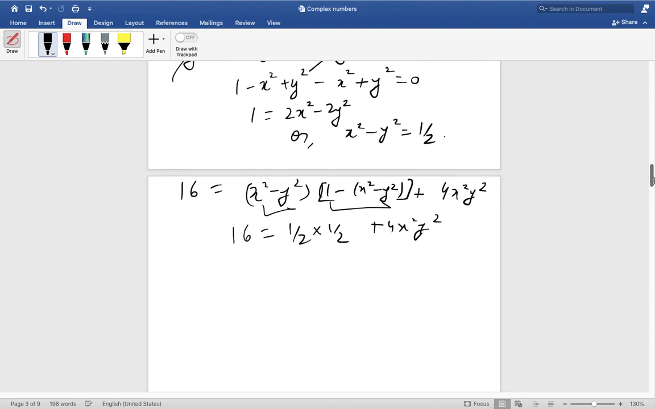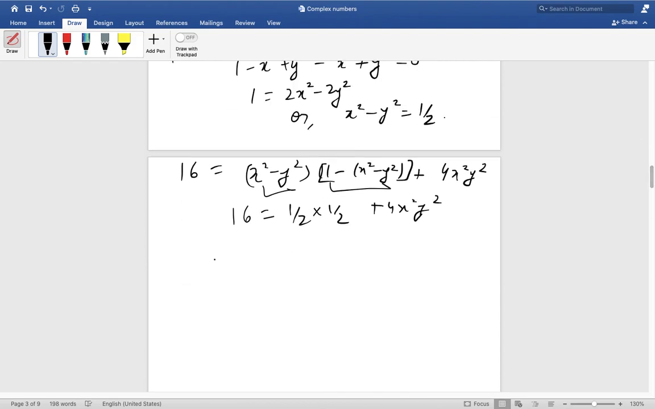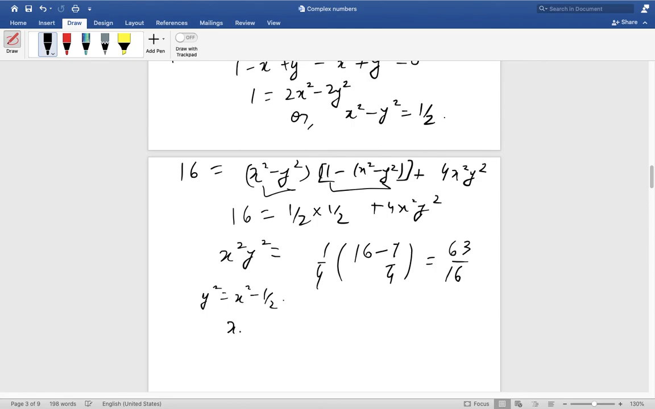So this gives me the value of x square y square. X square y square is equal to 1 by 4 of 16 minus 1 by 4, which is 63 by 16. What is y square? X square minus y square is half, so y square is equal to x square minus half. I will put this over there. So x square into x square minus half is 63 by 16. Now you can solve this equation using the discriminant formula, D equals b square minus 4ac.